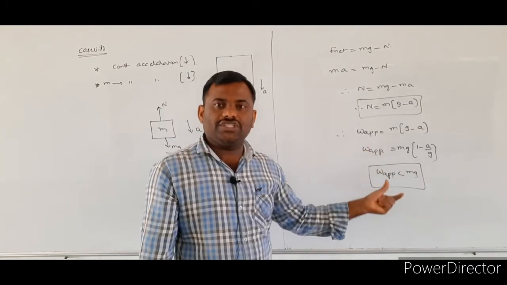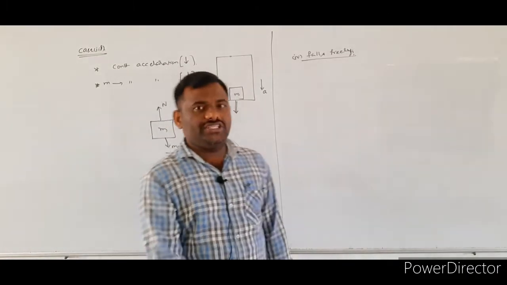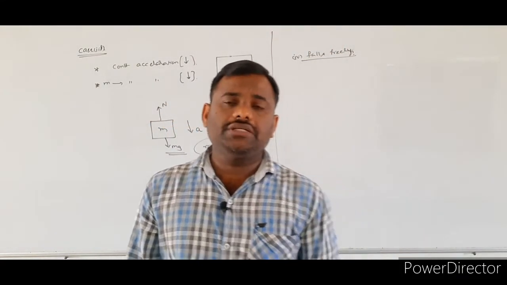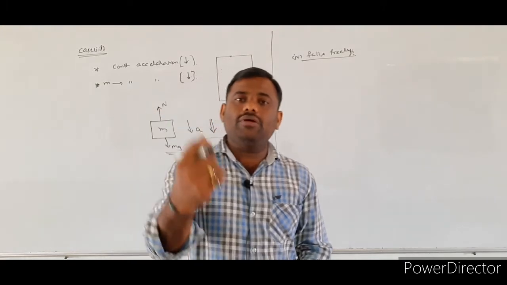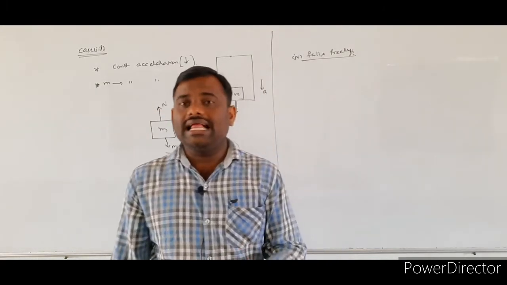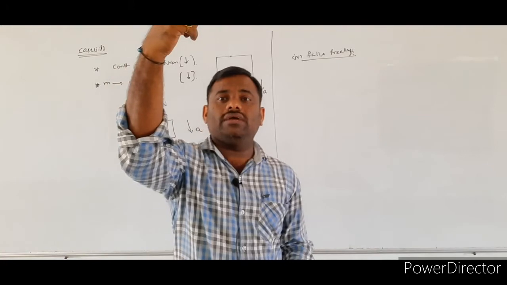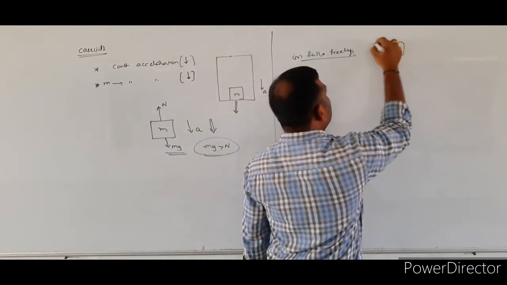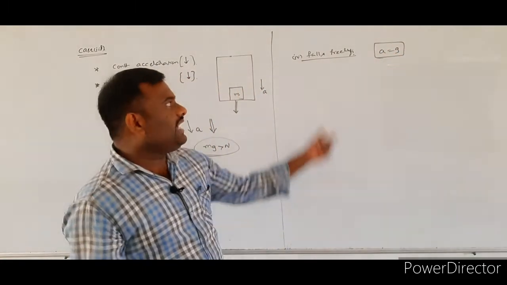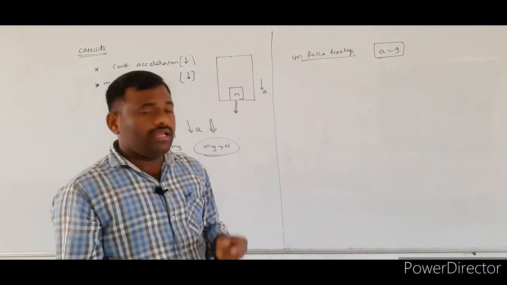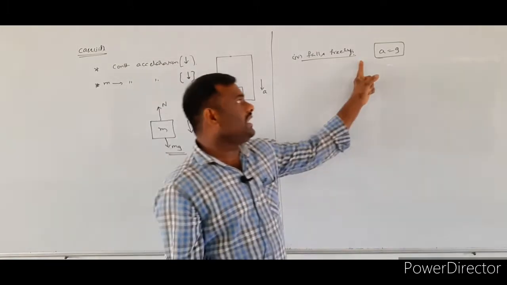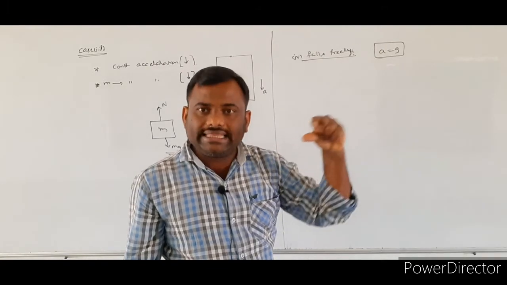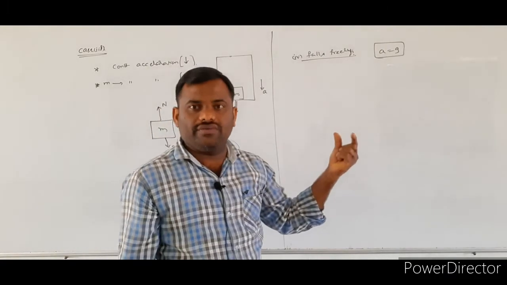This is application number 3. Next application is, suppose an elevator will be moving in the downward direction. By mistake, if the cable was cut, at that time the elevator will be falling vertically downwards with an acceleration a is equal to g. So if the elevator is falling freely in a vertically downward direction, the acceleration of the elevator is equal to acceleration due to gravity. At this instant, we will see what will happen.